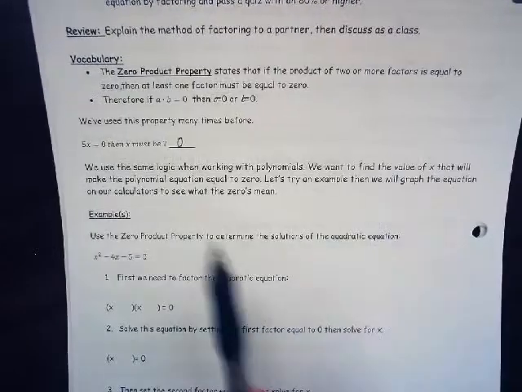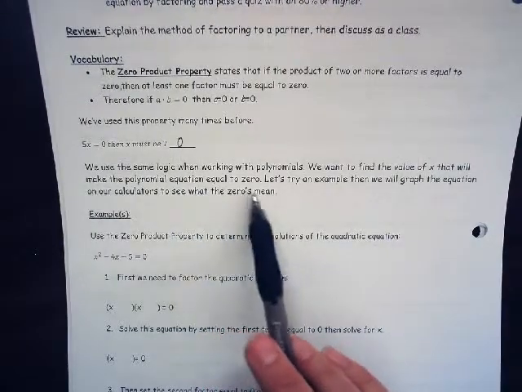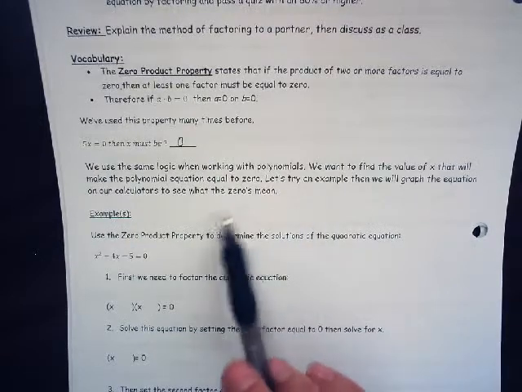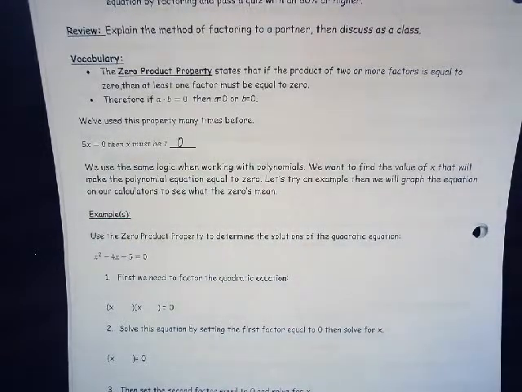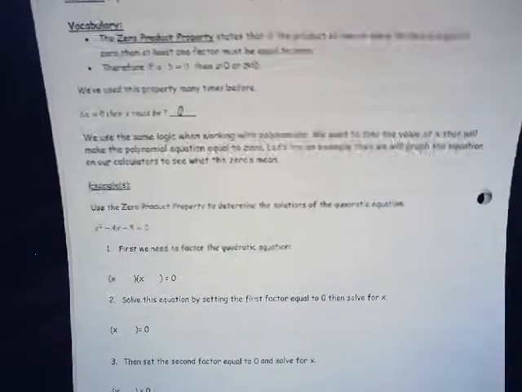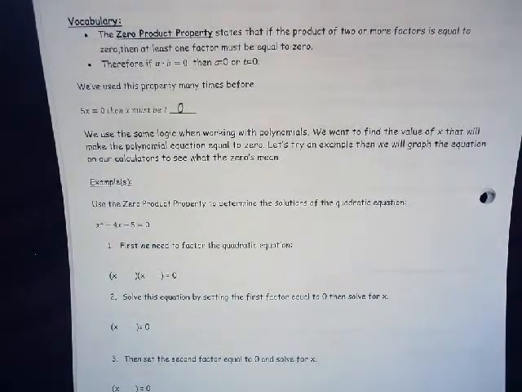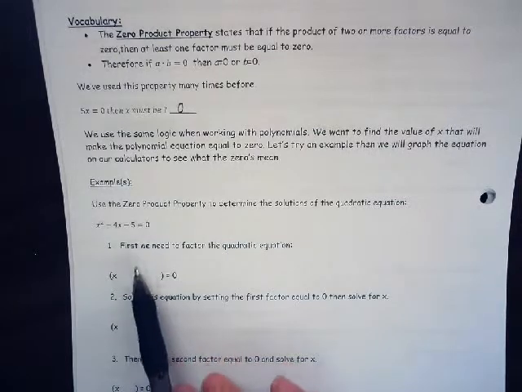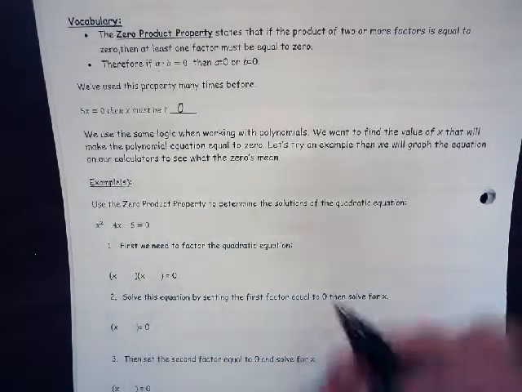We want to find the value of x that will make the polynomial equation equal to 0. Let's try an example, then we'll graph the equation on our calculators to see what the zeros mean. So we're going to first use the zero product property to determine the solutions of this quadratic equation right here. First, we need to factor it.